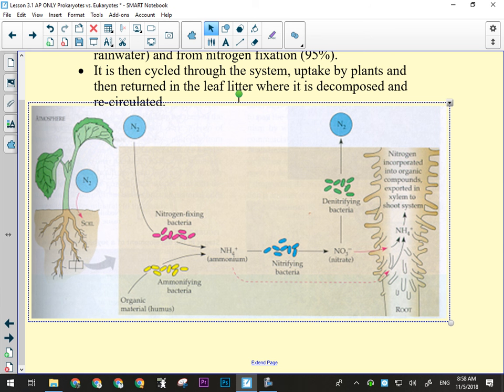So all of these bacteria have to be present in order for plants to grow. They live in the soil. They're tolerant to all kinds of conditions that the soil might throw at them.